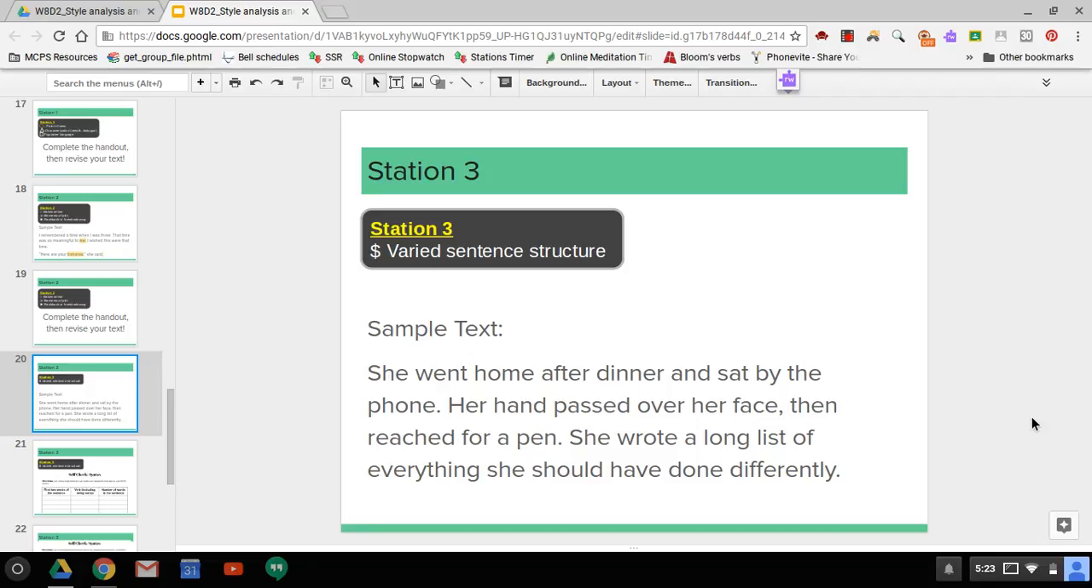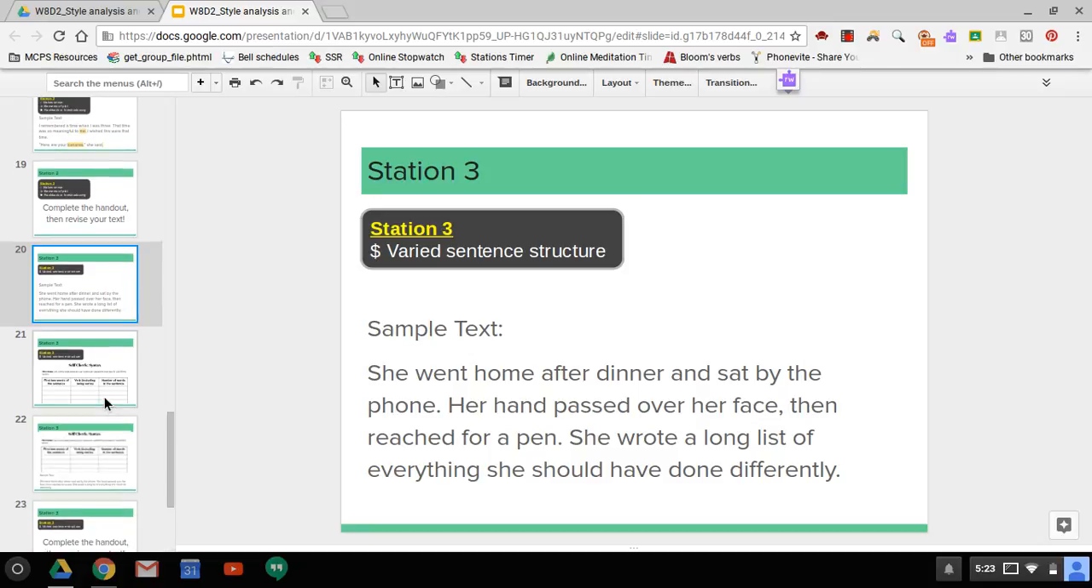Let's look at our sample text. She went home after dinner and sat by the phone. Her hand passed over her face, then reached for a pen. She wrote a long list of everything she should have done differently. Okay, on the surface, it doesn't seem too shabby, right? It seems kind of interesting. We're wondering what she's doing. We're wondering what she did wrong. We're thinking, we're engaged. But we want to think specifically about sentence structure at this station.